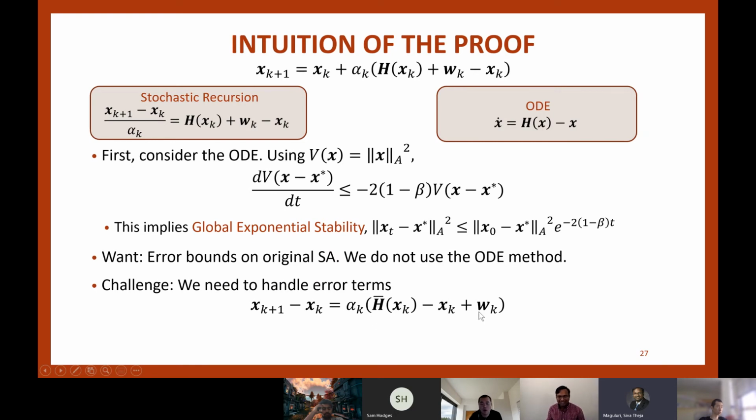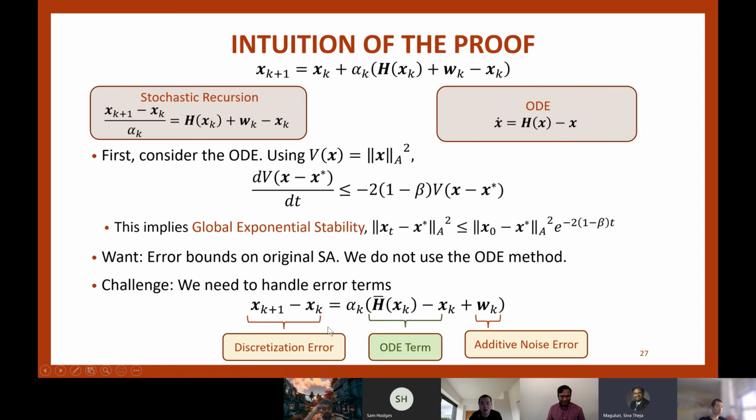And then if I compare this to the ODE, firstly, on the left hand side, instead of having a derivative, I have a finite difference. So this is a discretization error relative to the ODE. Then this h of x minus x is the same as h of x minus x here. This is the ODE term. That's a good term. I know how to handle that. And finally, I have a noise term here. The ODE does not have a noise term. So there is an additive noise term. So basically, relative to the ODE, the stochastic approximation has 1, a discretization error, 2, an additive noise error. And we need to somehow handle these to get finite sample bounds for the stochastic approximation.